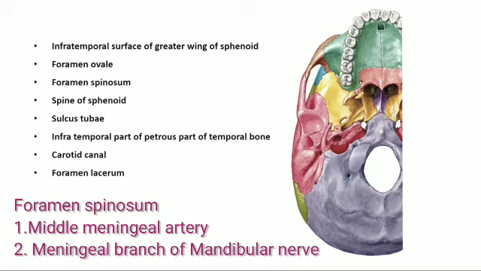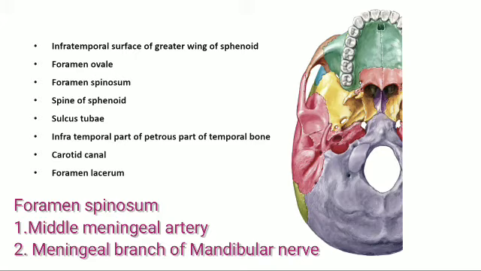Middle meningeal artery is a branch of the maxillary artery that will enter through this foramen spinosum. And along with that you have meningeal branch of mandibular nerve. So that also will enter. That is also called as nervus spinosus. So that nerve also will pass through this foramen spinosum.